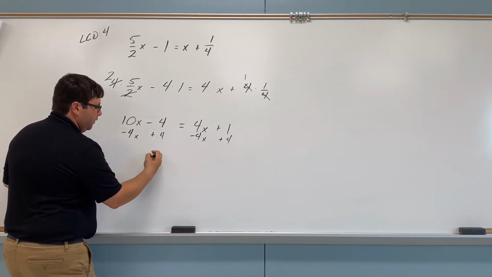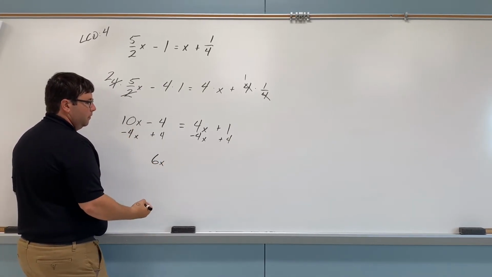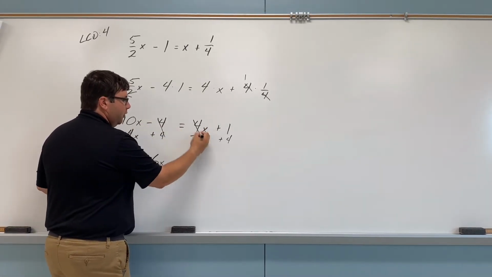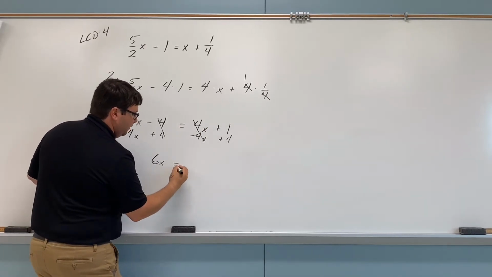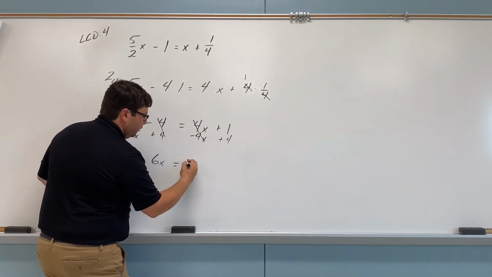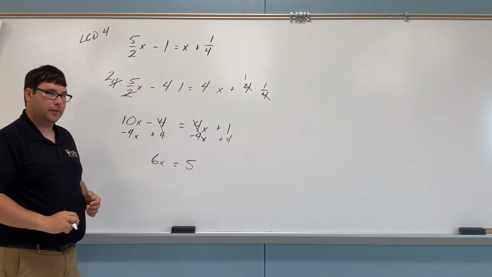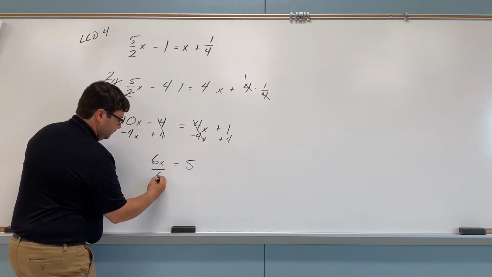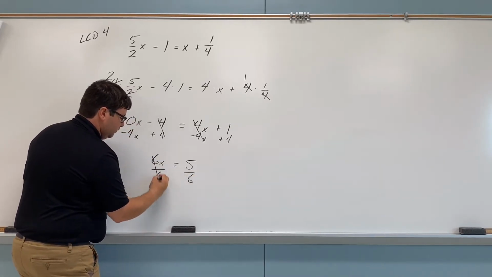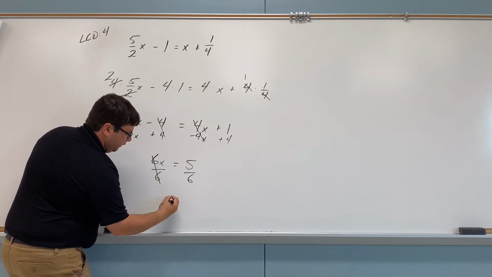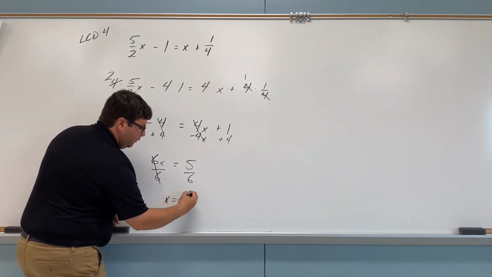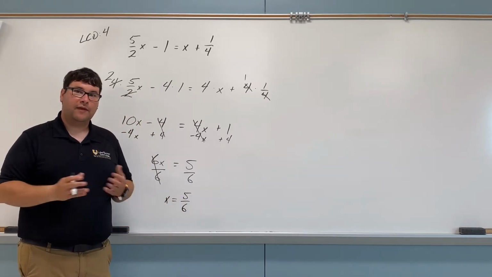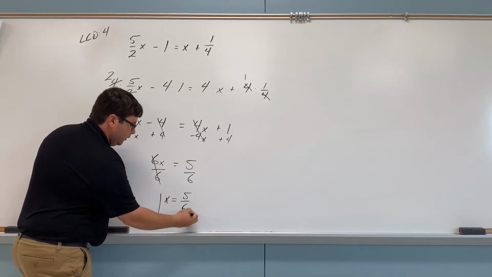10x minus 4x gives me 6x. These terms cancel, that's why we moved them. And then I have 1 and 4, which is 5. At this point, to isolate the variable, you need to divide by 6. And so you get a final response of x is equal to 5/6. And that's it. That is our solution for this problem.